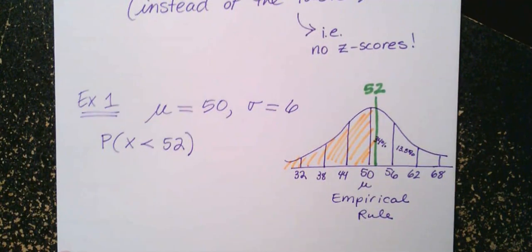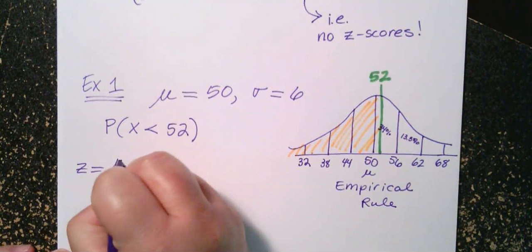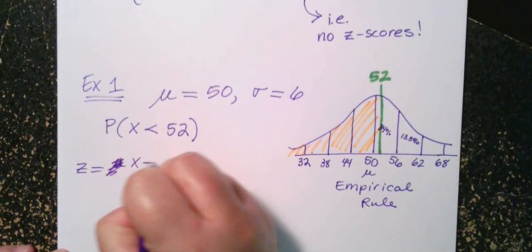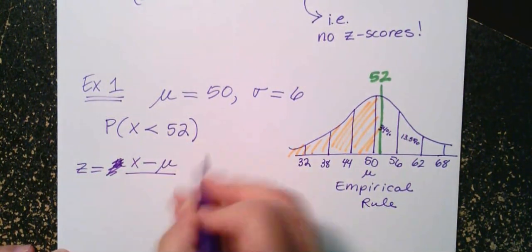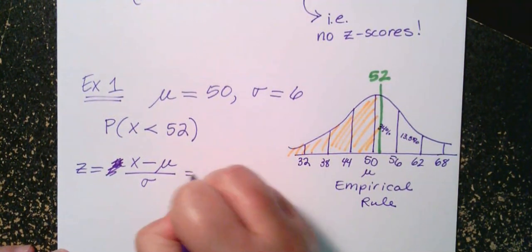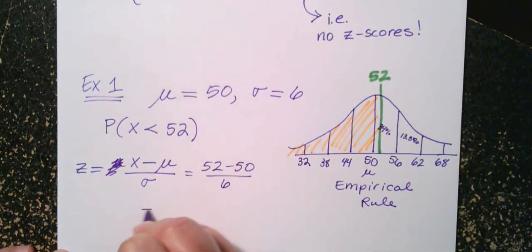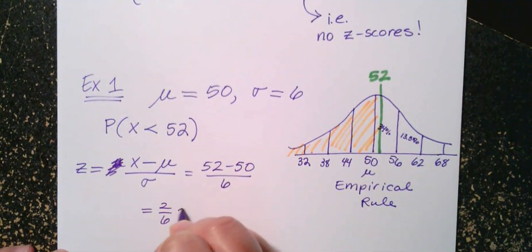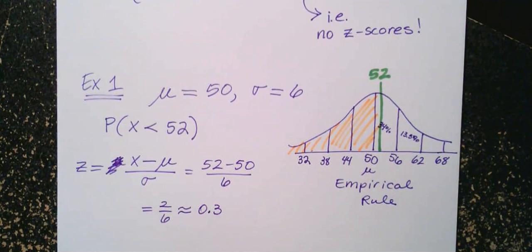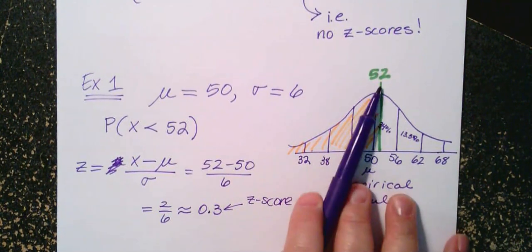So to convert it to a Z-score, remember our formula is I take my data point, or my X, minus the mean, all divided by the standard deviation. So here that's 52 minus 50 divided by 6, so that's 2 divided by 6, or about 0.3. And I'm going to the 10th place just because my table goes to the 10th place. So that number right there, that is my Z-score for 52.